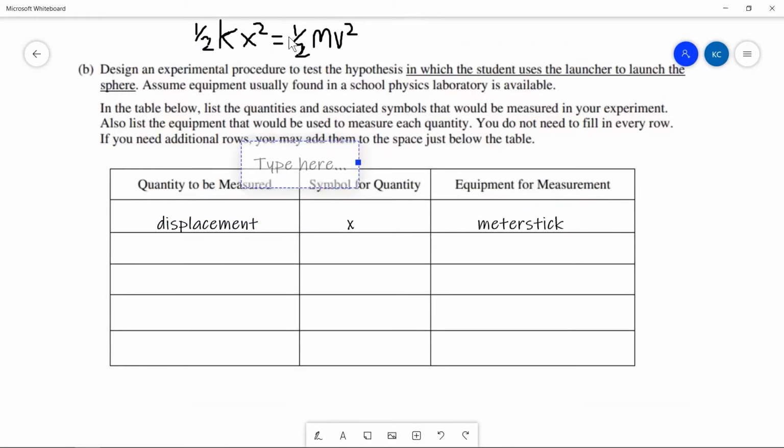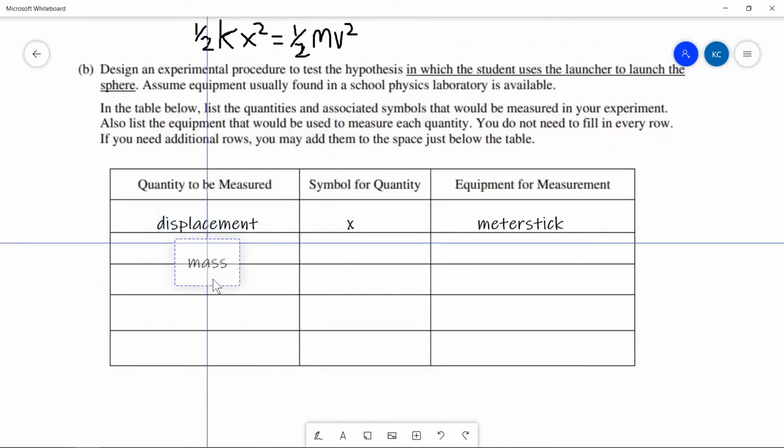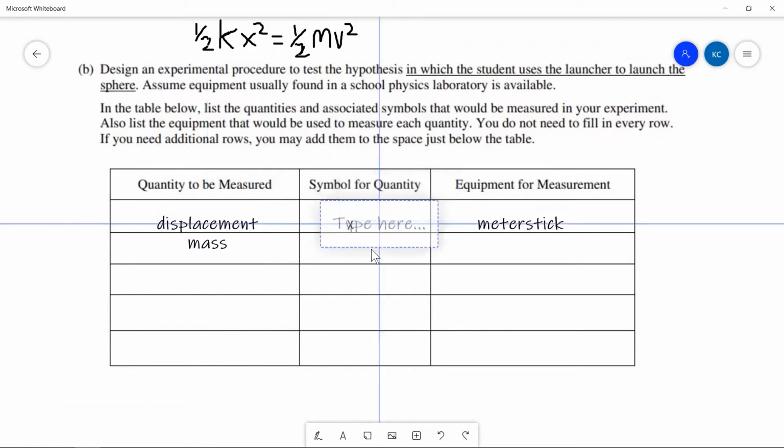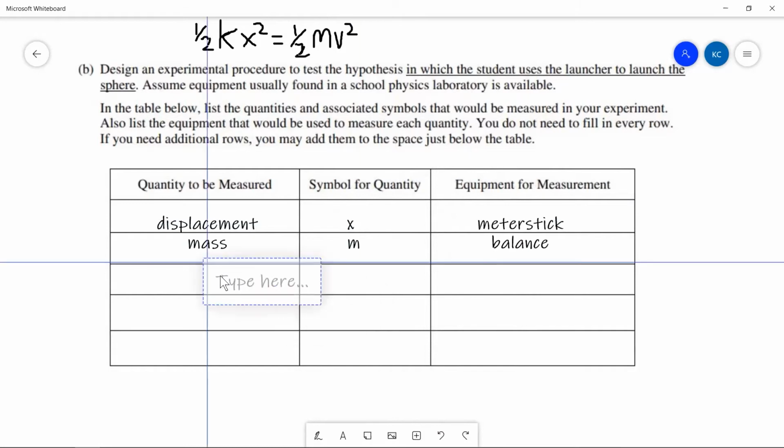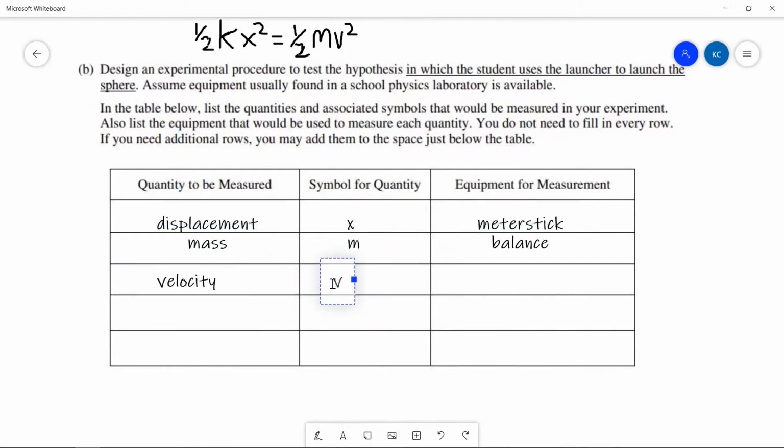So now we have x, we need to find m. And m is just simply the mass. The symbol, as seen in our equation, is just m. And to measure this, we just need a balance. Our last variable is v, so that's velocity. And to measure this, we can just use a photogate.